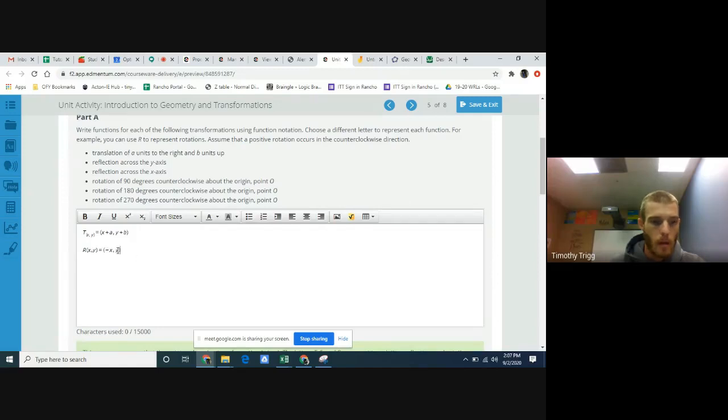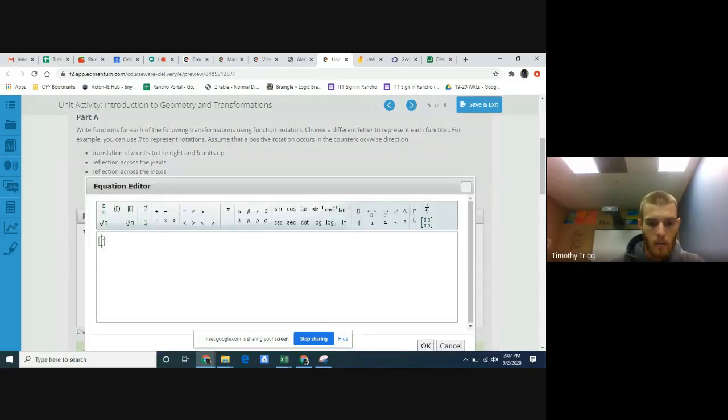Cool. Maybe I should change this a little bit. I want to show that it's a reflection across the y-axis. Reflection across the y-axis, x and y. What happens to the x? It changes signs. What happens to the y? Nothing. So x will change signs, y will do nothing when you reflect across the y-axis, just like that.